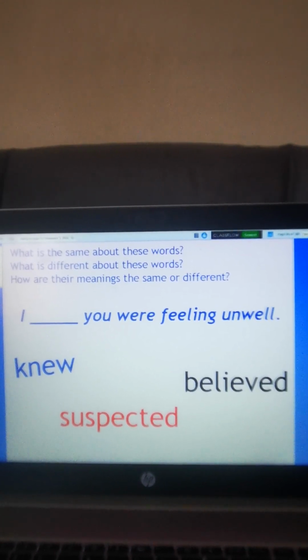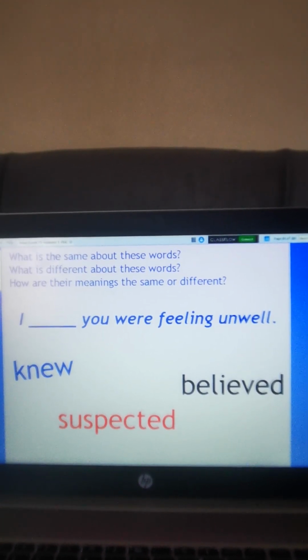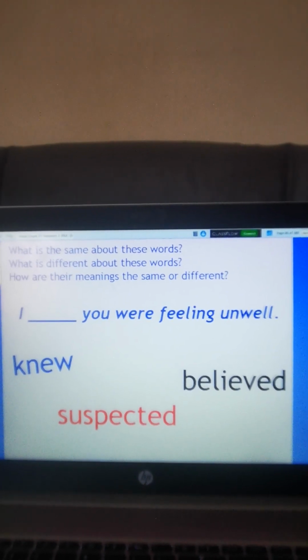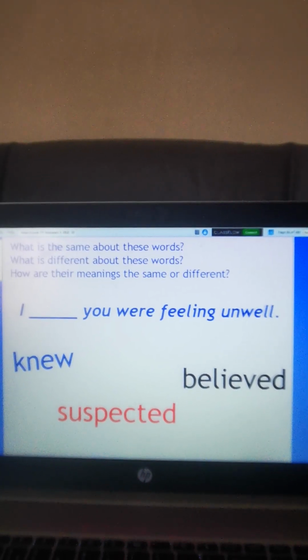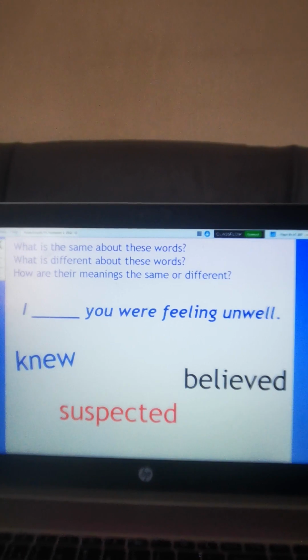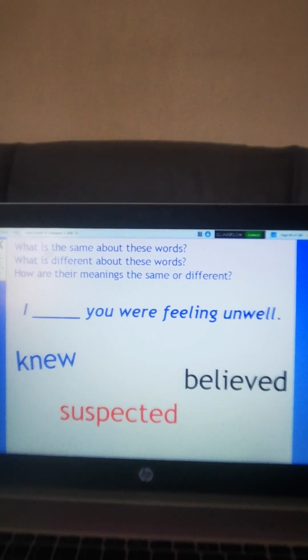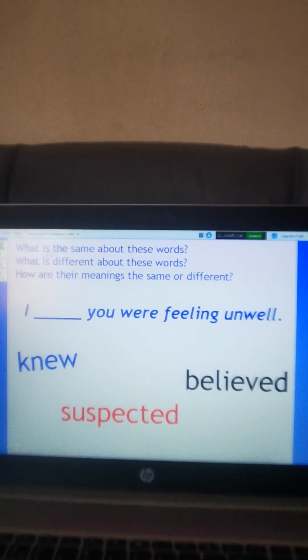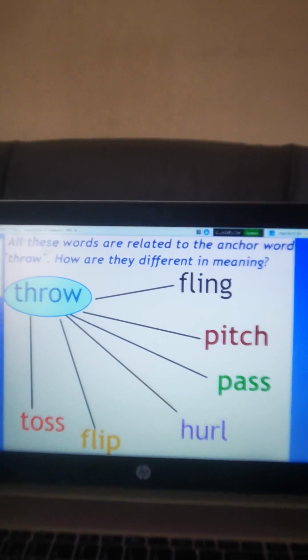So we started with a simple sentence. I'd ask, you were feeling unwell, and get children to pick apart what the difference in meaning was between I knew you were feeling unwell, I suspected, or I believed. And then we started to go over words.